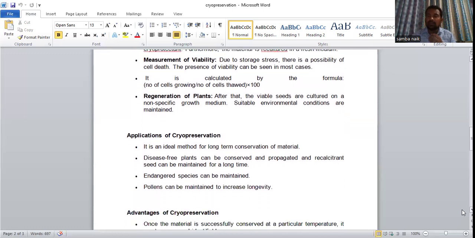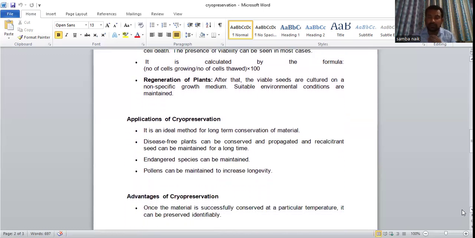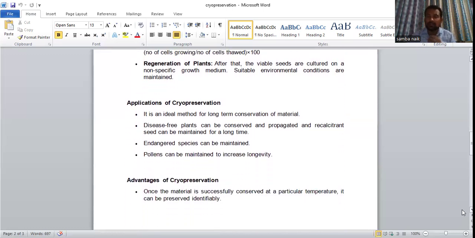So we have to keep in mind all those steps: isolation, selecting, adding of cryoprotectant, keeping in liquid nitrogen, thawing process, reculturing process, and testing the viability.